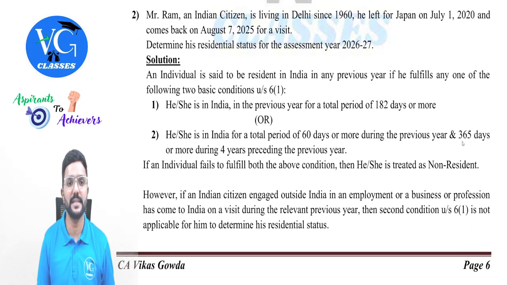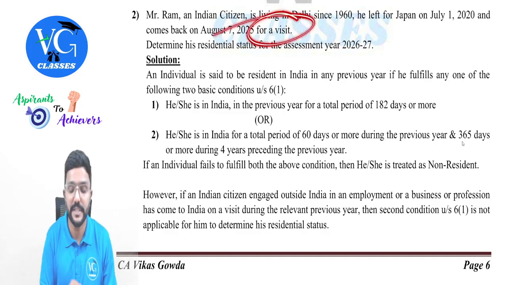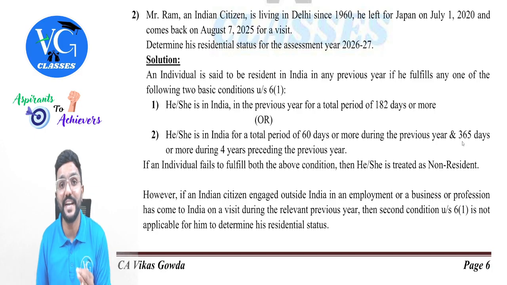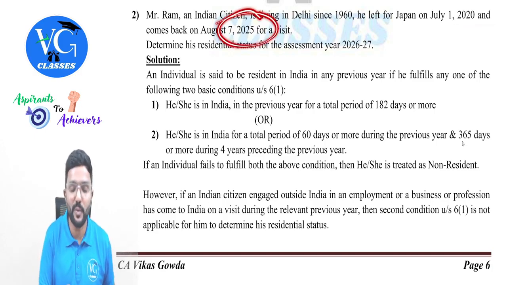Second question. Mr. Ram, an Indian citizen. Okay, Indian citizen. Please be careful. He is living in Delhi since 1960. He left for Japan on July 1st, 2020 and comes back on August 7, 2025 to India for a visit. So he is coming back to India for a visit. Guys, when did he go? In 2020. He is coming back in 2025.